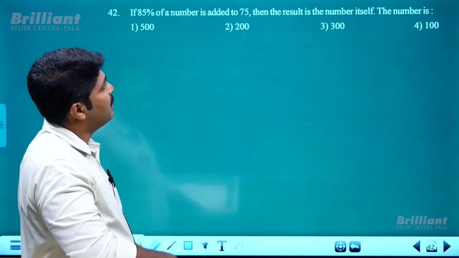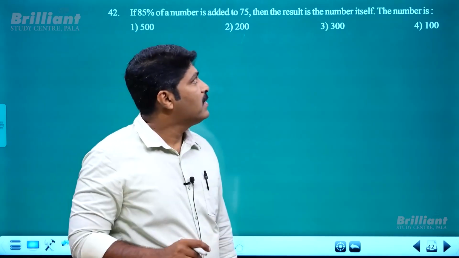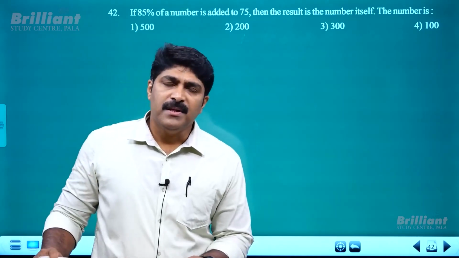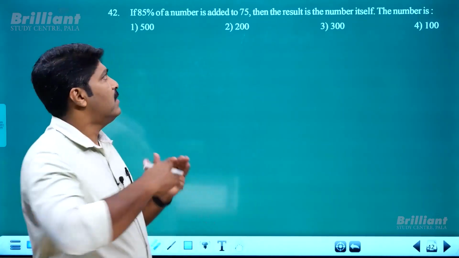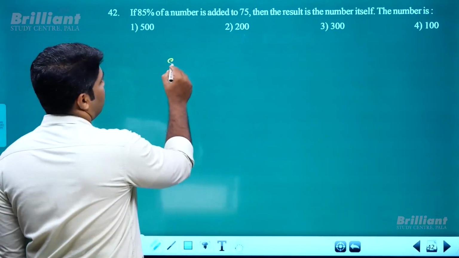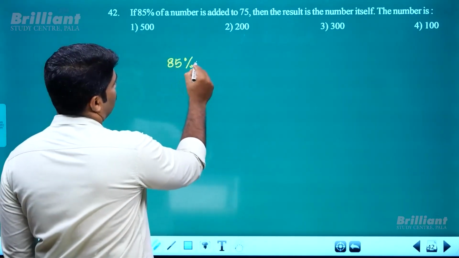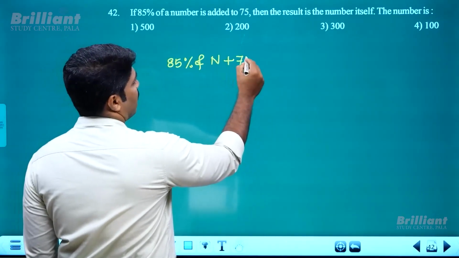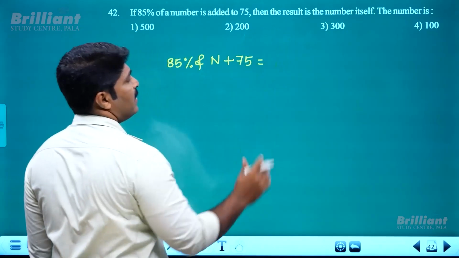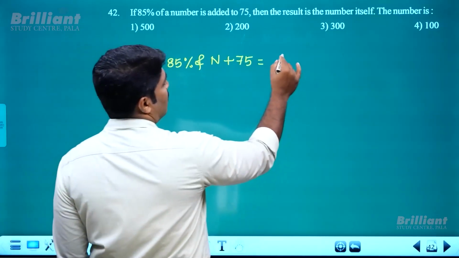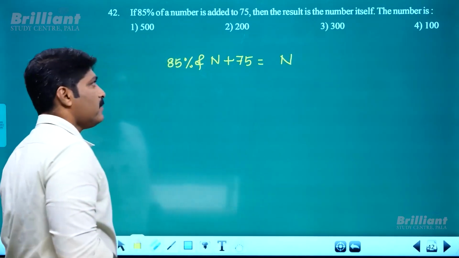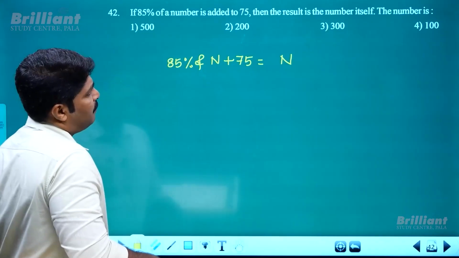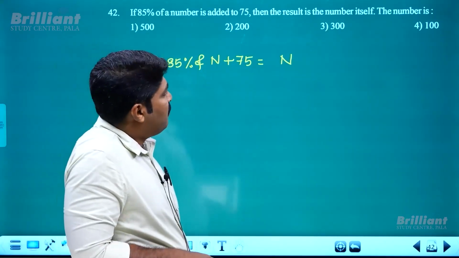If 85% of a number is added to 75, then the result is the number itself, then the number is. Suppose the number is n. 85% of n is added to 75, then the result is the number itself. So this is a step usually we can write. But there is a shift that we have to make while we are doing this type of operation.